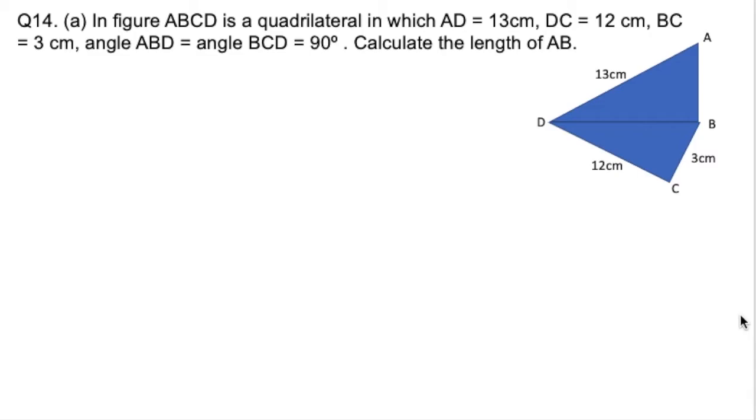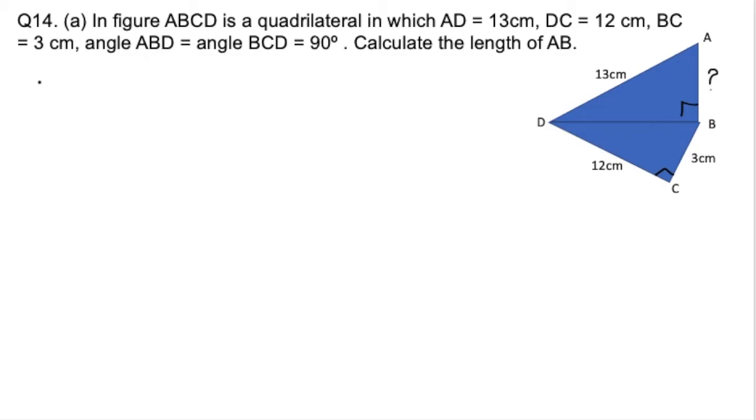Moving on to question 14a part now. In the figure ABCD is a quadrilateral. Values of AD, DC and BC are given to you. Also, we are given that two angles, angle ABD and angle BCD, are given as 90 degrees each. So using these values which are given, we need to find what is the length of AB.